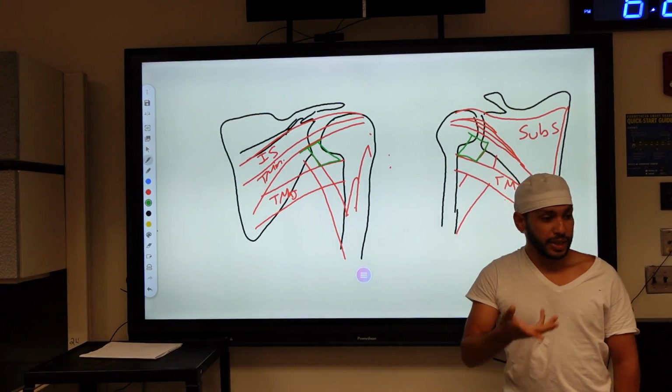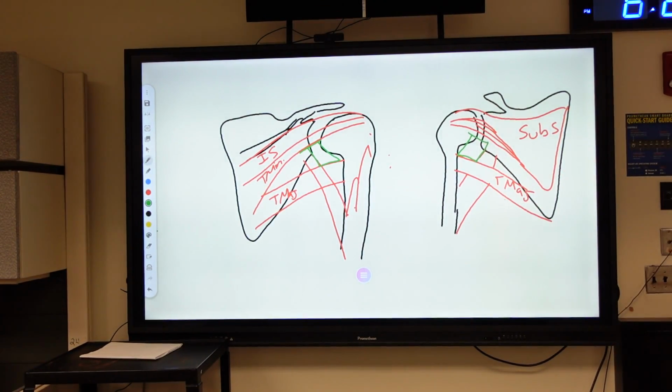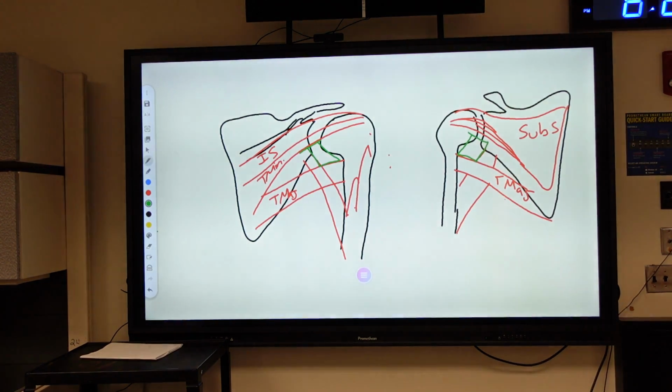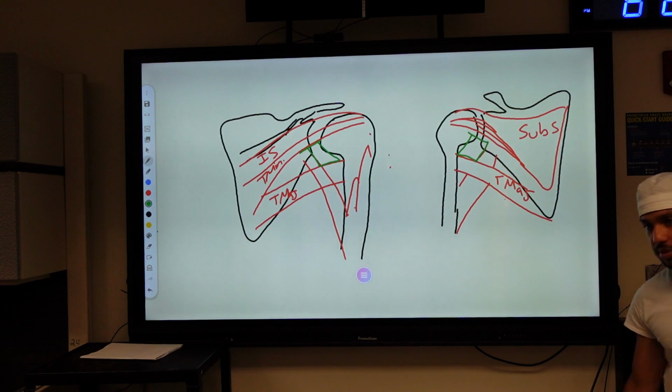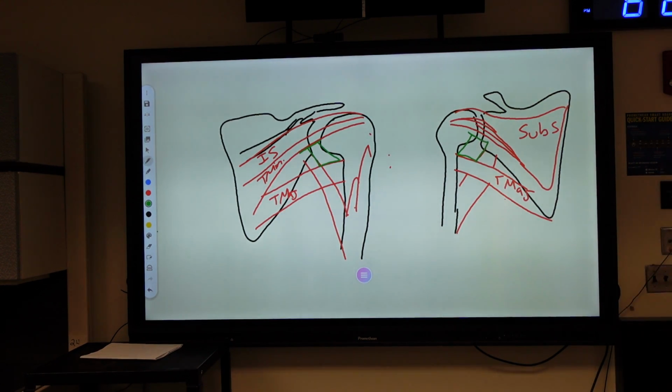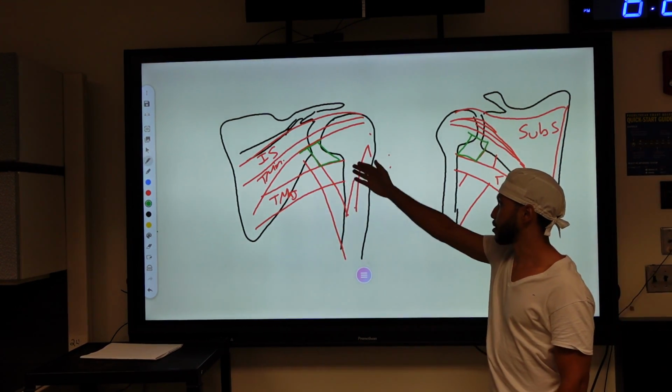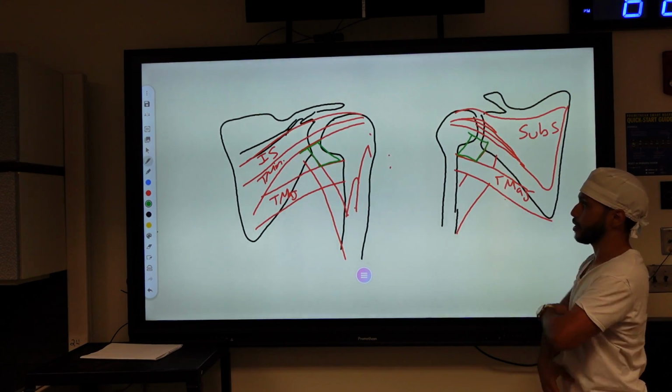Okay, so you may hear people talking about the boundaries of the quadrangular space, and you may see some sources use teres minor. Some sources may say subscapularis. They're talking about the same thing, just from a different point of view. So this is what it looks like from the posterior side. This is what it looks like from the anterior side.